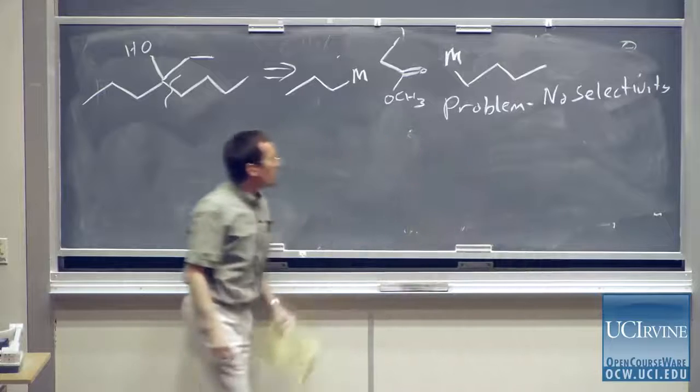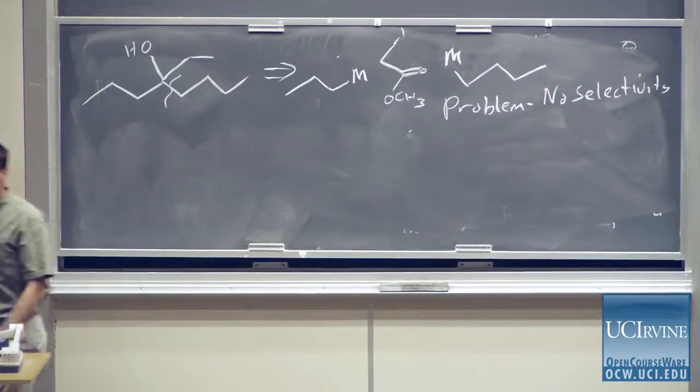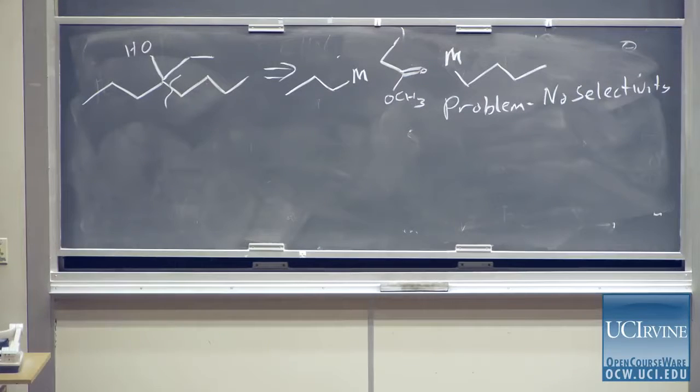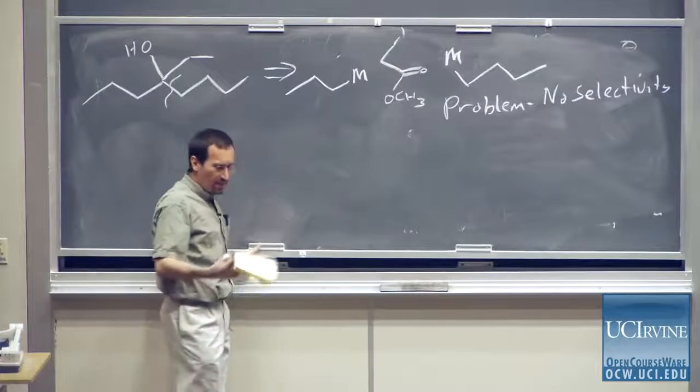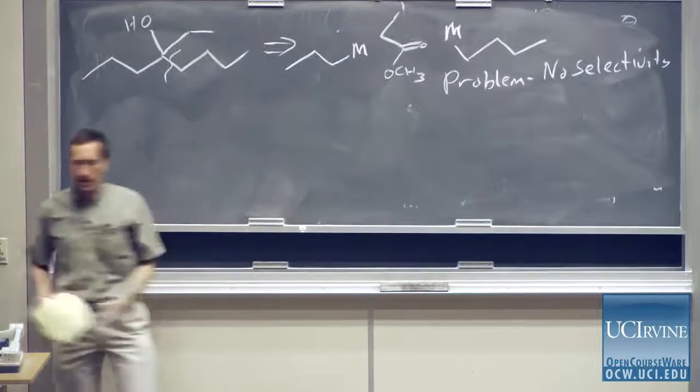I just said you can't really add one equivalent of a Grignard reagent or an organolithium compound to an ester. It won't stop at the ketone. Was that your question? Oh, yeah, no, that's fine. All right. So let me take this same idea and see if we can think backward a little bit.